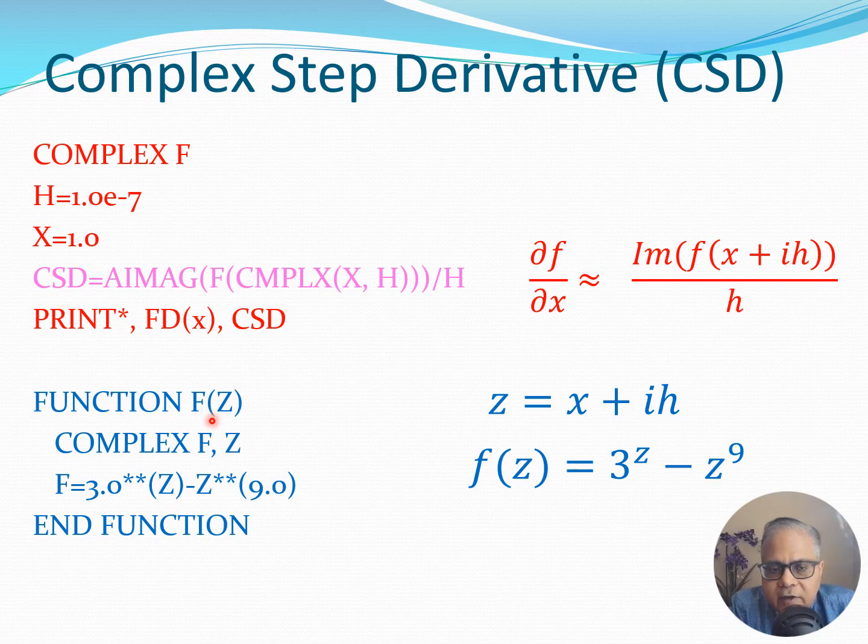Now the function f(z) has to be calculated. So f and z are both complex numbers, and I write f as simply this function here. So remember, f I am using as 3 to the power z minus z to the power 9. Now this is complex because remember that z is x plus ih. That's what's coming in from this complex value here. So this is returning this complex function back here.